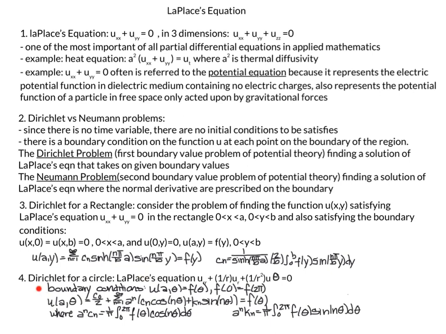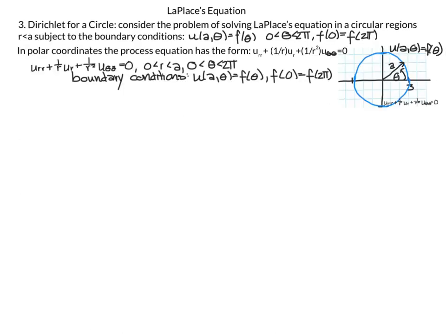We are going to use Dirichlet for a circle. So for Dirichlet on a circle, we are going to consider the problem of solving Laplace's equation in a circular region where the radius is less than a, subject to some boundary condition. So for the radius equal to a, basically this blue boundary here, we have some f of theta. And then theta goes between 0 and 2 pi, and f of 0 is equal to f of 2 pi. So it is periodic with period 2 pi. And the first step is to transform this into polar coordinates.